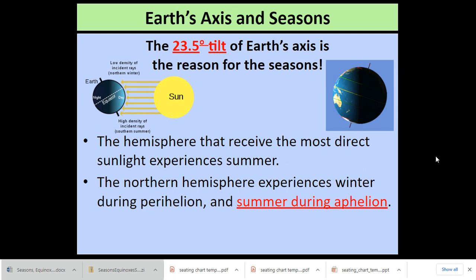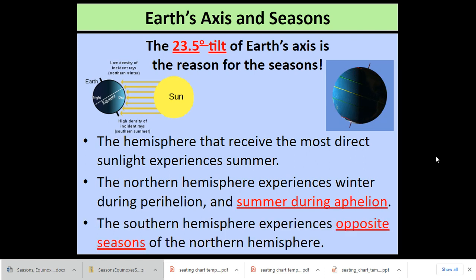So you don't have to worry about these words, guys, but I just want you to understand where winter and summer are occurring in the northern hemisphere. And the southern hemisphere experiences opposite seasons of the northern hemisphere. So again, when we're having winter here in Texas, down in Australia, they're having summer.